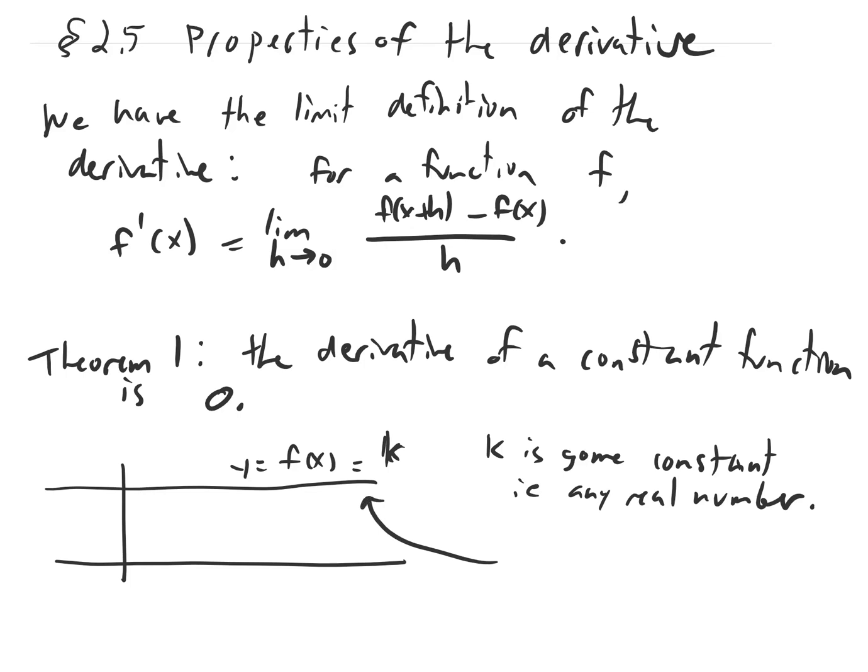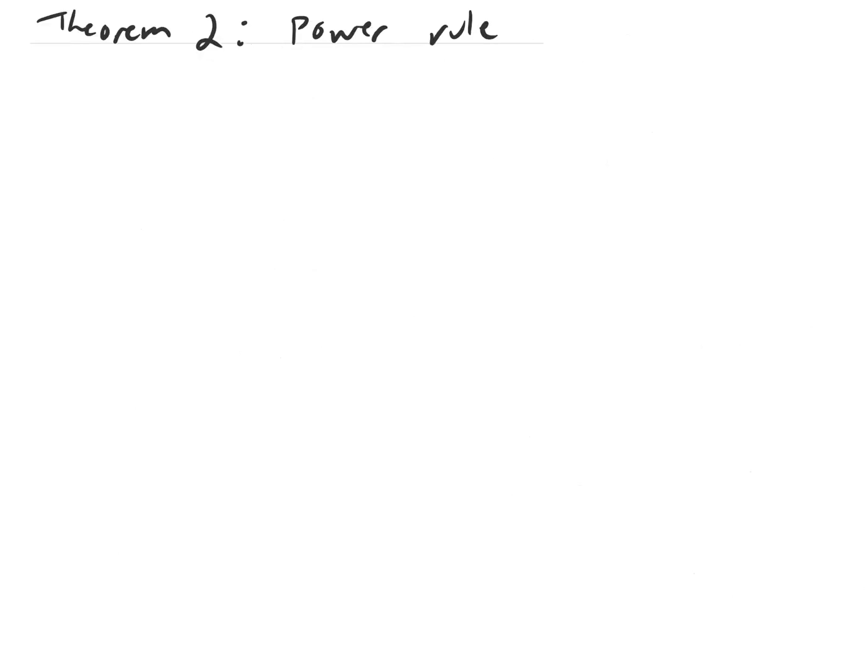All right, remember that the derivative measures the rate of change. That's the slope. So what's the rate of change of this horizontal function? Yeah, it's 0. So the derivative is 0. That makes sense. Next theorem, the power rule.